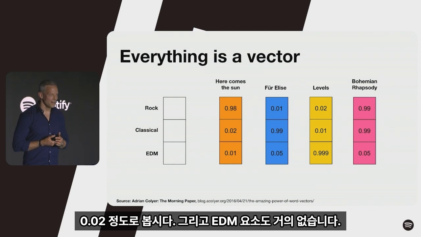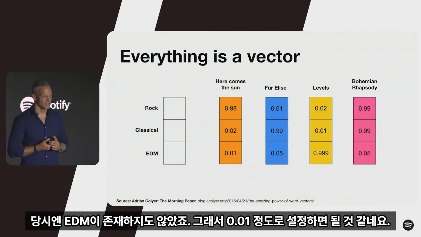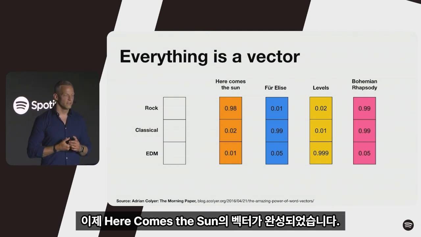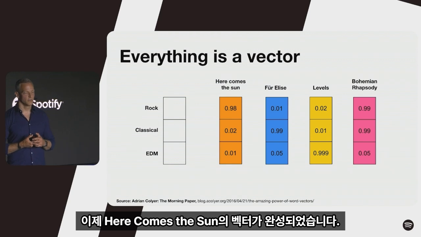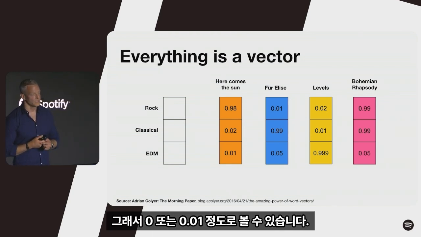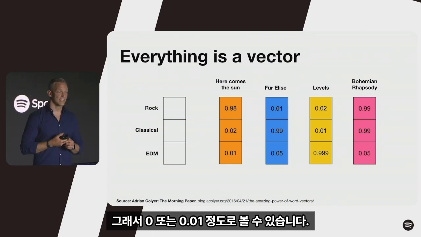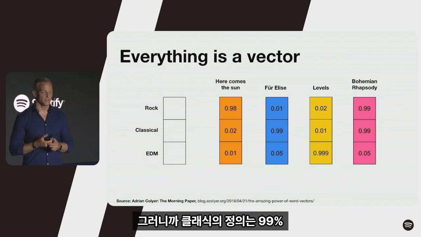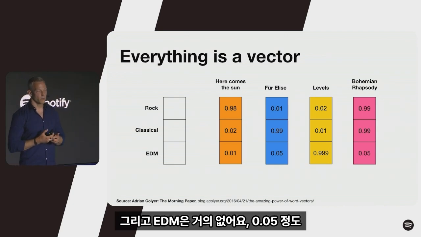And there's very little EDM. It wasn't even invented then, so 0.01. So now we have a vector for Here Comes the Sun by the Beatles. What about Für Elise? Well, not a lot of rock in there, so about 0.01. A lot of classical, sort of the definition of classical, so 99%, and almost no EDM, 0.05.